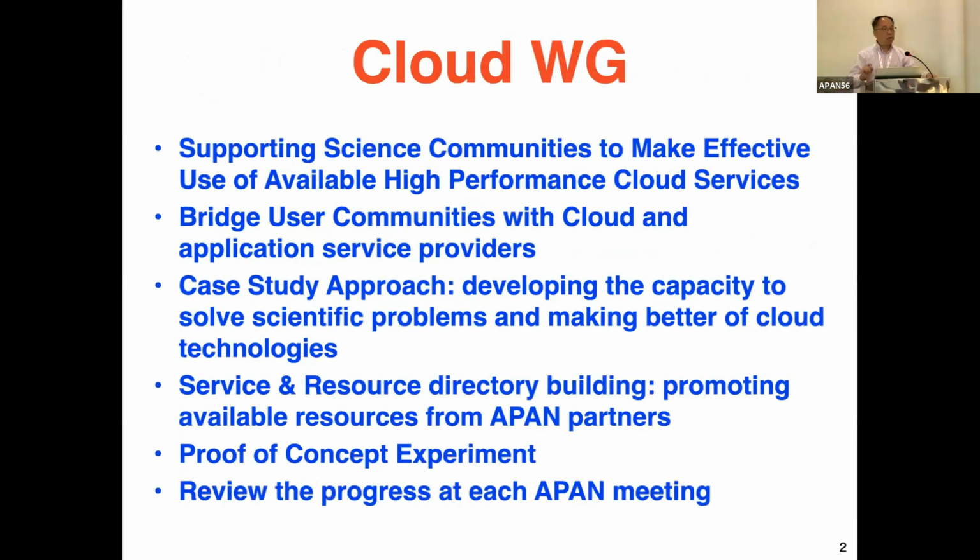The Cloud Working Group in APAN was started about 2015, according to my memory, or earlier. In the beginning, we aimed to support the science community and academic applications in Asia, among Asian partners, to make effective use of the available resources from the partners. We also like to bridge the user community with the service providers or the application support resources from the partners, so that we can work together for better use of the available resources, for sharing of experiences from partners, or for working together on larger problems.